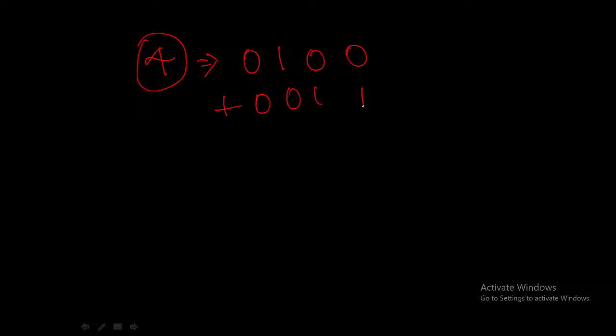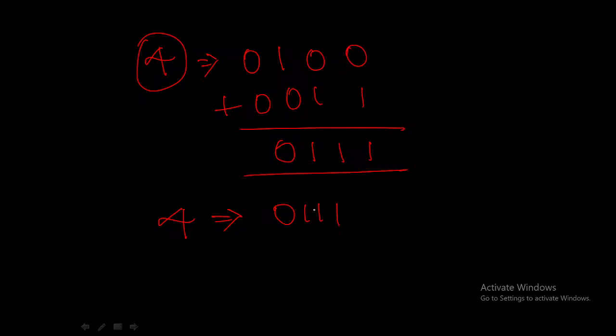If we have a decimal number, let's say 4, how to find the XS3 code of this decimal number 4? First we have to write it in a 4-bit binary form, which is nothing but 0 1 0 0, and we have to add 3, which is nothing but 0 0 1 1. So the final result will be 0 1 1 1. So this is the XS3 code for decimal 4.